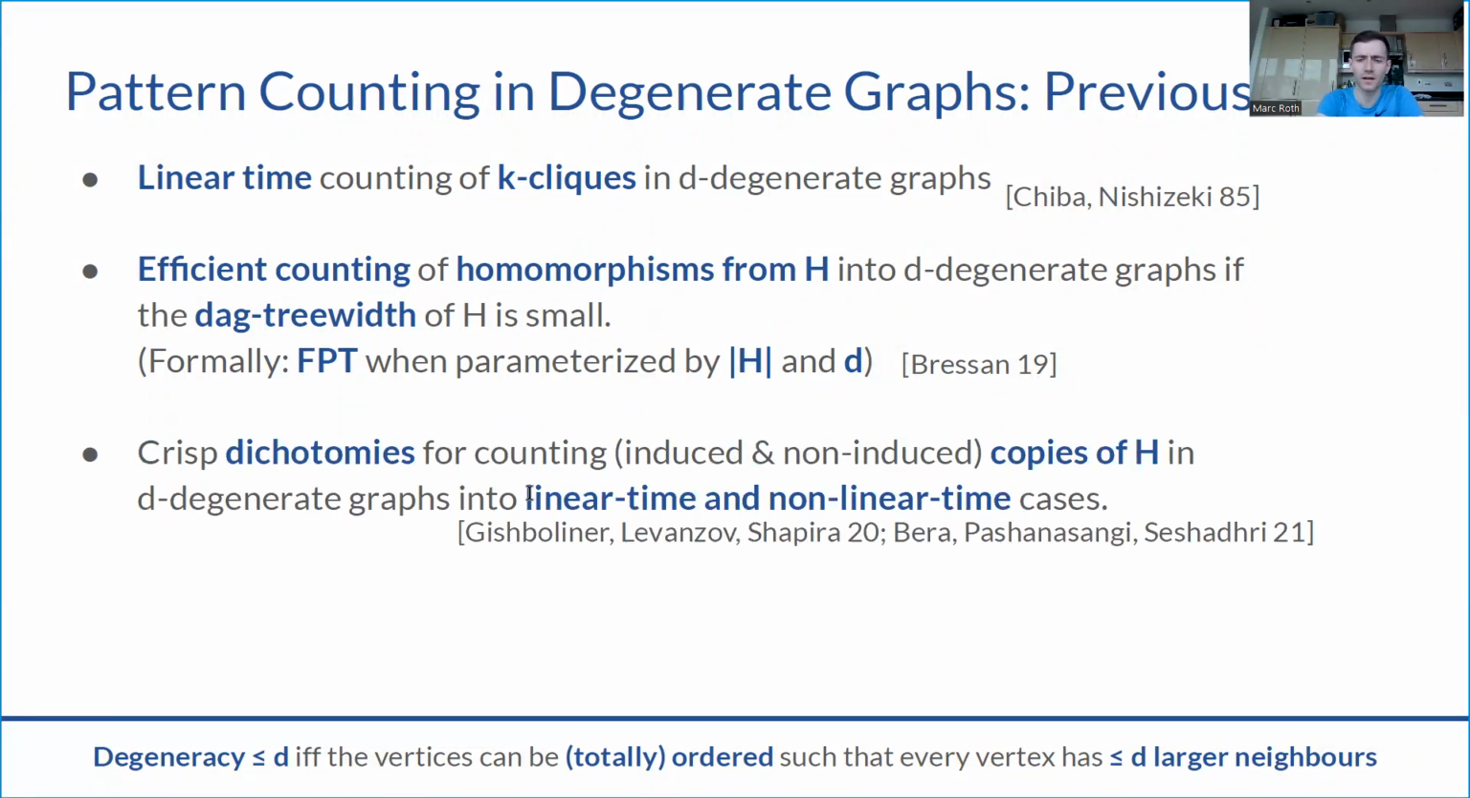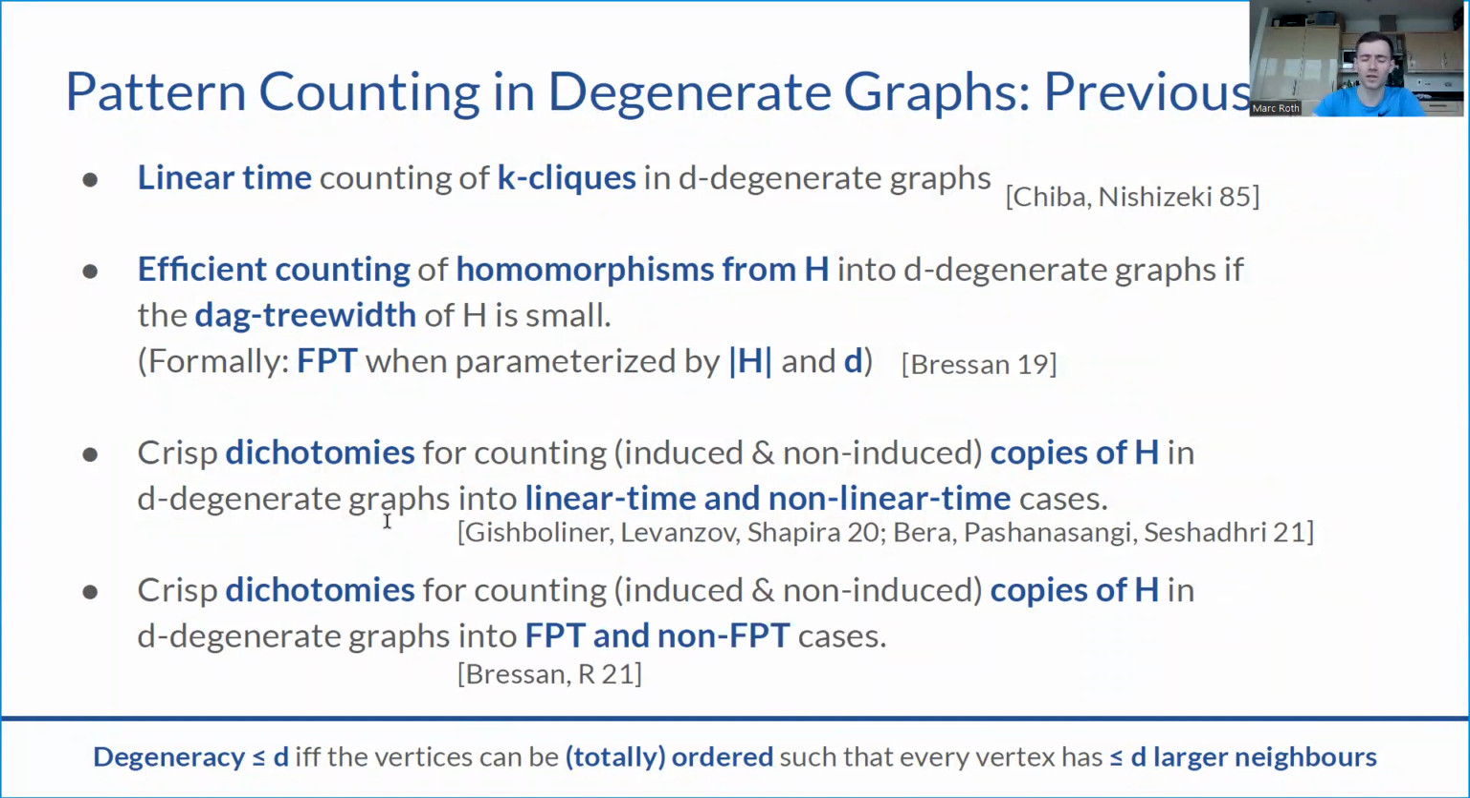And then independently, about 2 years ago, Gishboliner, Levanzov, and Shapira, as well as Bera, Pashanasangi, and Seshadhri, asked the question, when can we count subgraphs and induced subgraphs in linear time in degenerate graphs? And they gave an explicit criterion. So they answered this question completely. And so this solved linear time versus nonlinear time. And together with Bressan 2 years ago, we also answered the question about fixed parameter tractable versus non-fixed parameter tractable pattern counting in degenerate graphs. Okay, so we now understand pattern counting in degenerate graphs quite well.